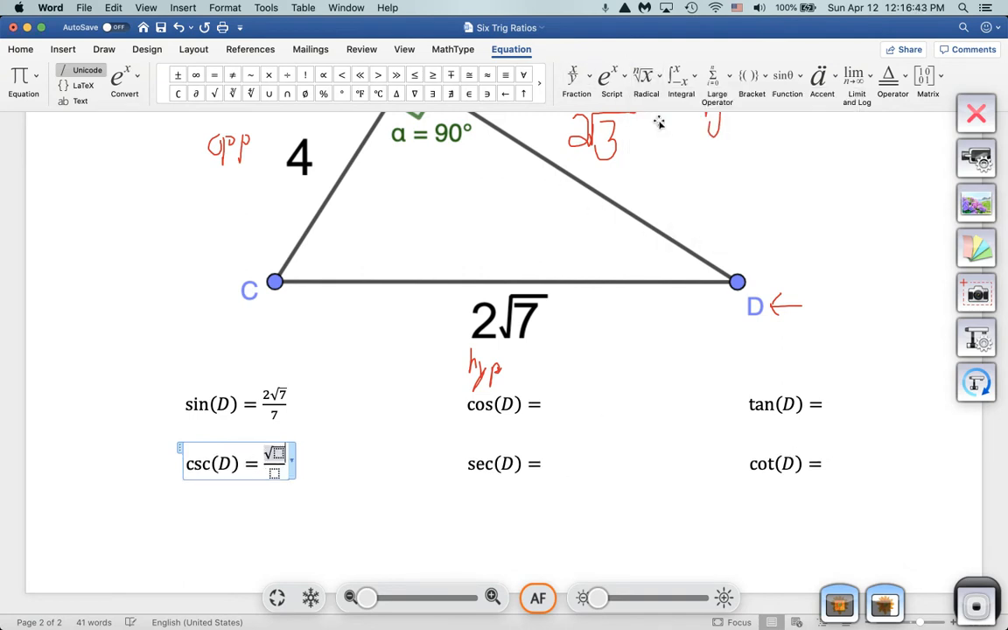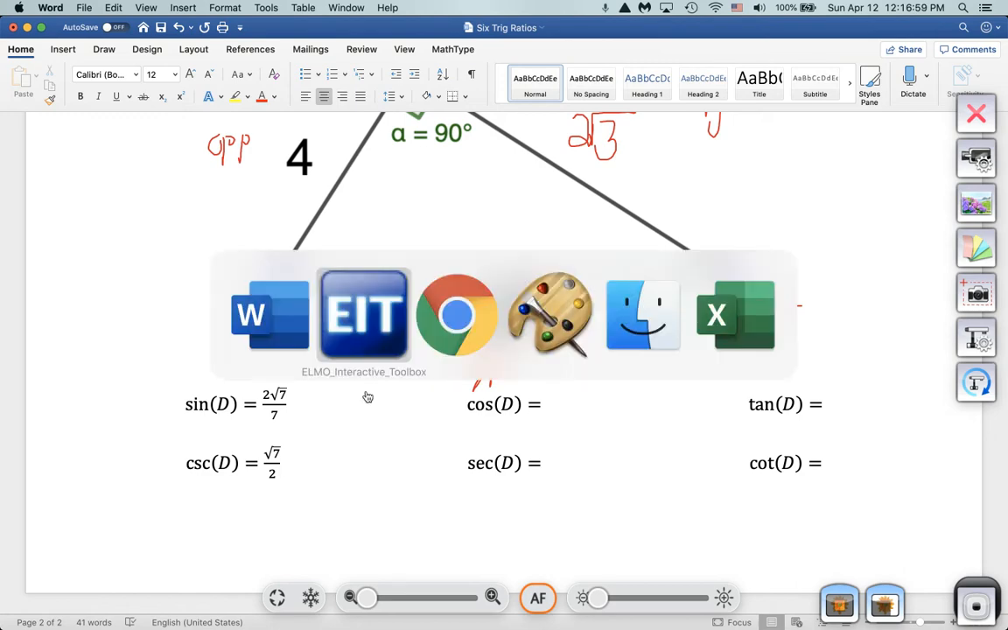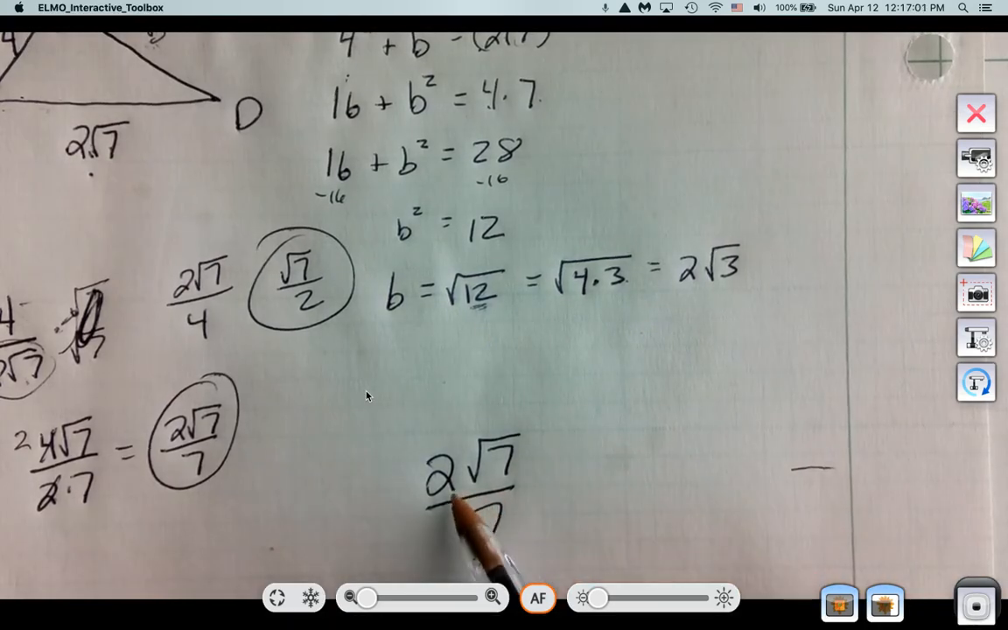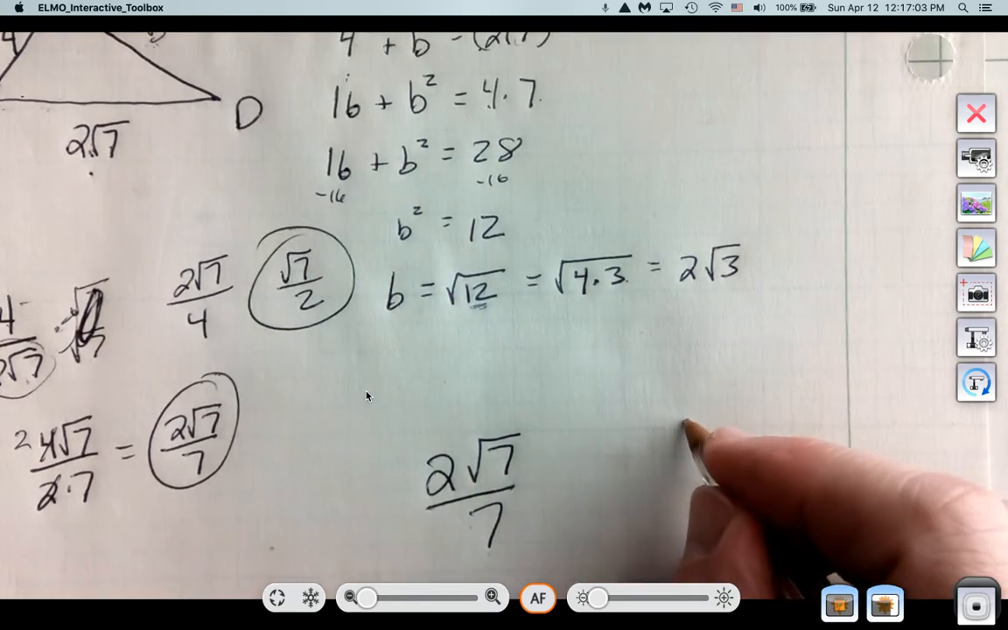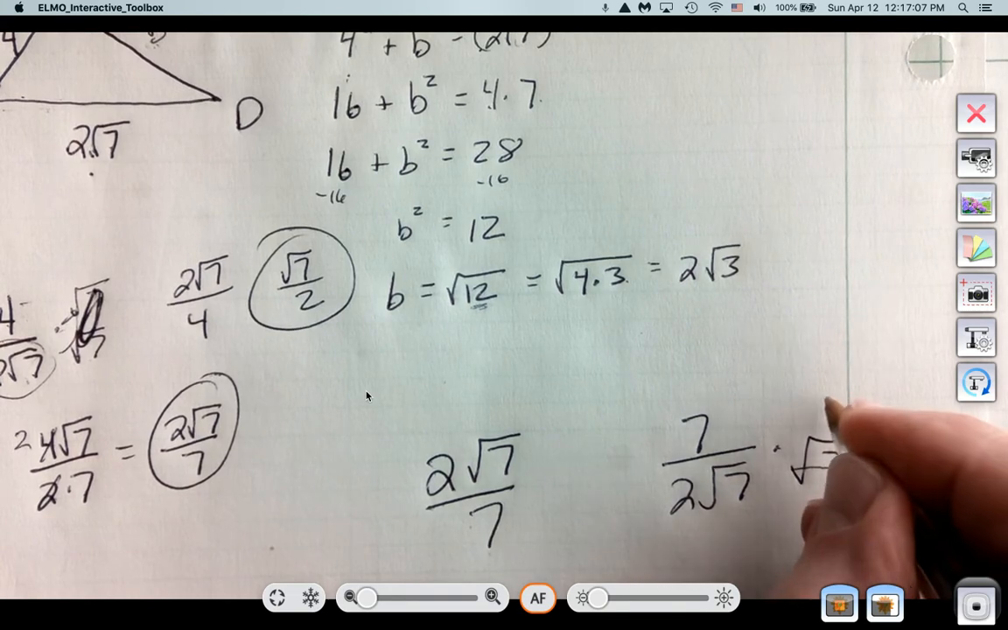Square root of 7 over 2. Now all I did was I did the reciprocal. They might not look like the reciprocal, but they are the reciprocal. If you don't believe me, we can take that 2 square roots of 7 over 7. Its reciprocal would be 7 over 2 square roots of 7, times the square root of 7 over the square root of 7.